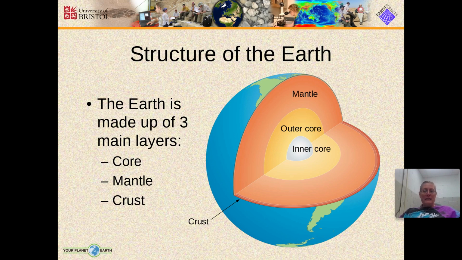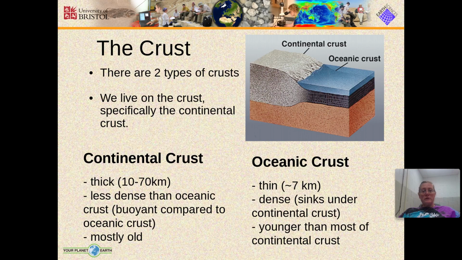We have the three main layers. We have the core, the mantle, and the crust. There are two types of crust. We live on the continental crust. The continental crust is different from the oceanic crust in several ways. The continental crust is much thicker, it is less dense. So, in other words, it floats, it would go on top of the oceanic crust. The continental crust is mostly old, and we'll find out why shortly here.